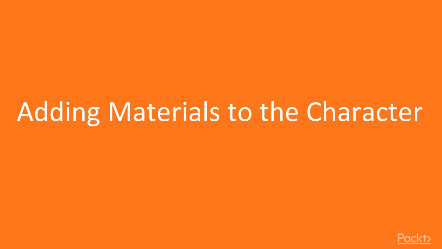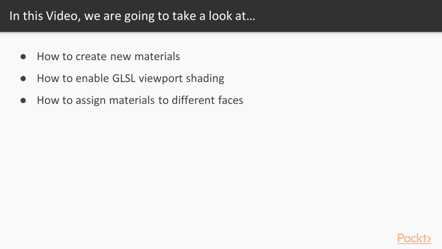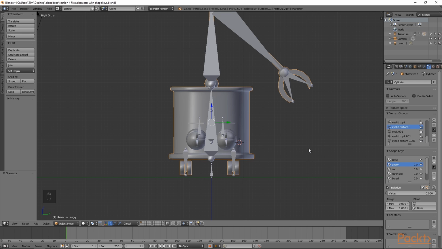the shape keys. In this video, we will be continuing from the last section, and we'll be adding new materials to different parts of our character. We will learn how to create new materials, how to enable the GLSL viewport shading, and lastly how to assign materials to different faces. The first thing I'm going to do is select my character's rig.